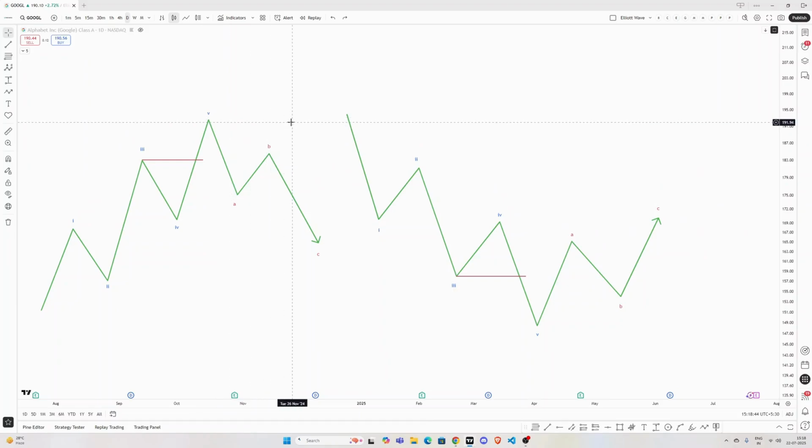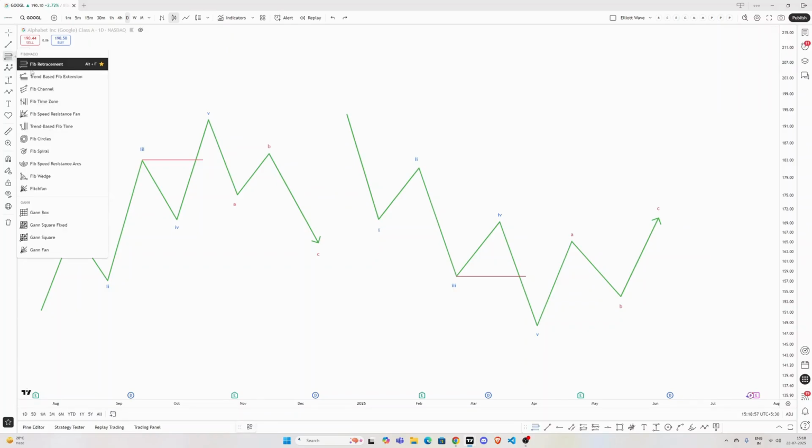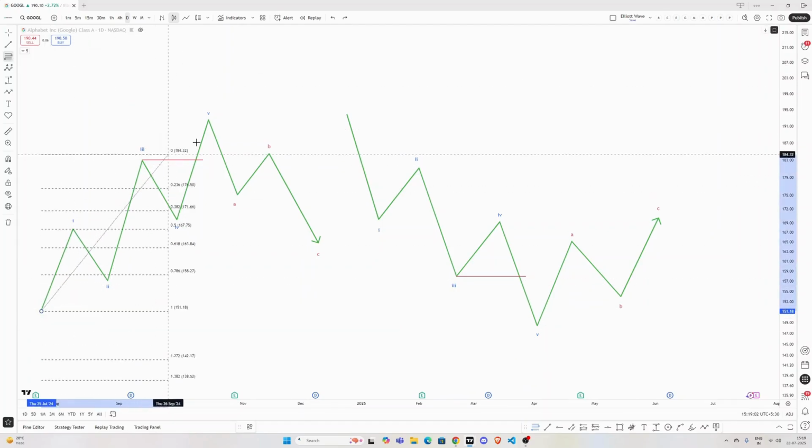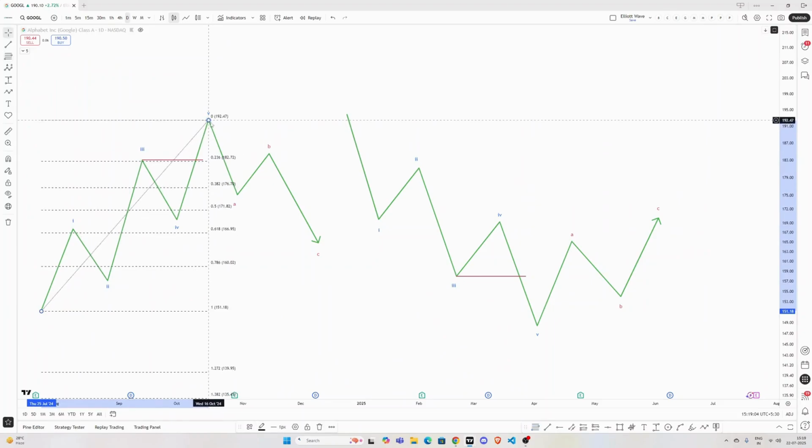Now another thing in Elliott wave structure is Fibonacci retracement. So what exactly is Fibonacci retracement? We use the Fibonacci retracement tool, which you can find if you are using TradingView. You can find it here, Fibonacci retracement. And using this tool, we can try to forecast how much the 3 wave counter trend move will retrace once this 5 wave sequence is over.